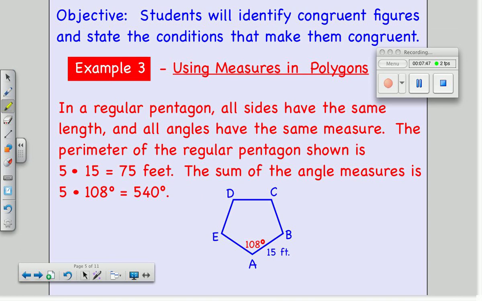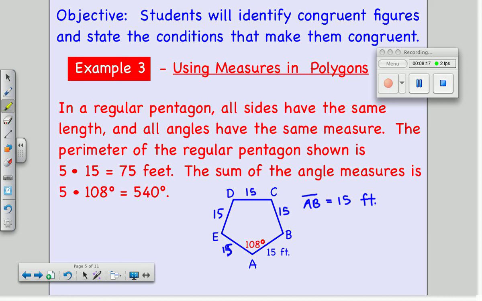So let's look at this one. If this is a regular pentagon, and one side is 15 feet, AB, so line AB is 15 feet, right? We see that. So then let me ask you a question. How much is going to be line BC? 15 feet. How much is going to be line CD? 15 feet. How about DE? 15 feet. How about EA? 15 feet, right?